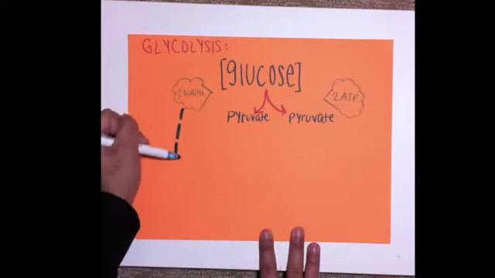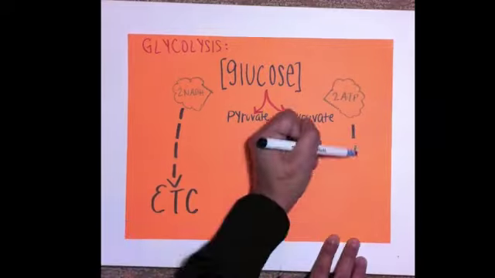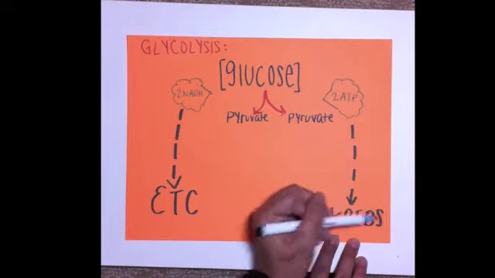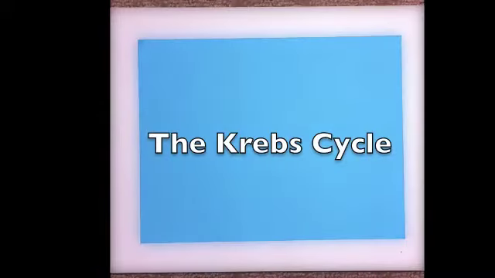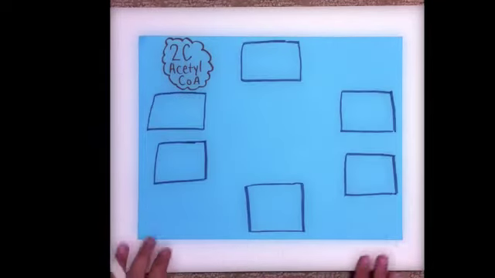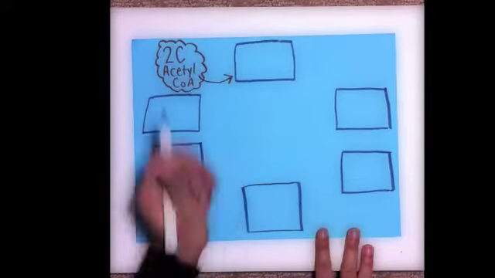The NADHs continue to the third position of the cellular respiration, while the ATPs travel to the mitochondria matrix to undergo the second process of cellular respiration, the Krebs cycle. Next up is the Krebs cycle. Pyruvate from glycolysis is used to produce acetyl coenzyme A, and carbon dioxide is also released in this process.